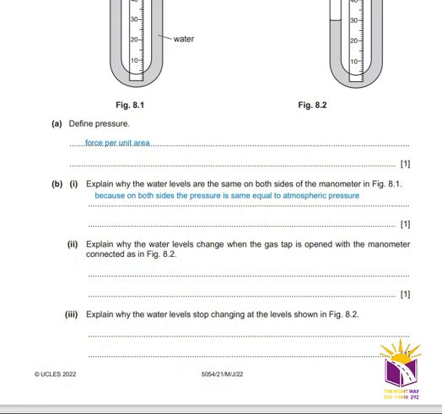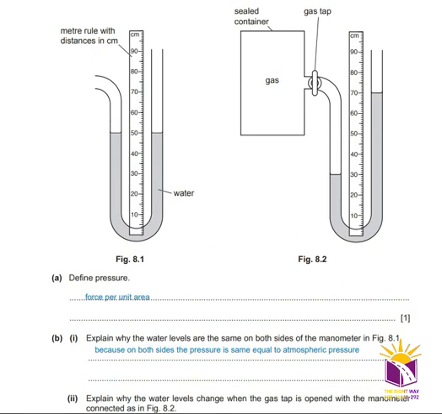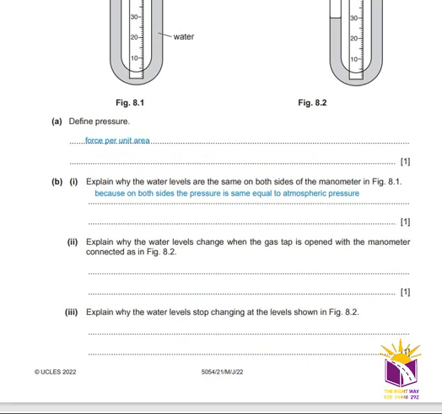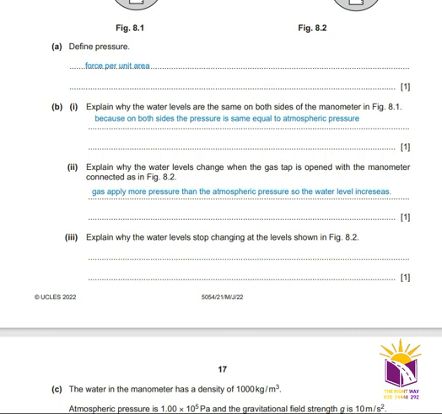Explain why the water level changes when the gas tap is opened with the manometer connected as in figure 8.2. In this figure, when we open the gas tap, the gas will apply pressure to the liquid, and so the sealed container gas applied pressure, and due to large pressure the water level rises over here. So how we are going to write it? Gas applies more pressure than the atmospheric pressure, so the water level increases or changes.